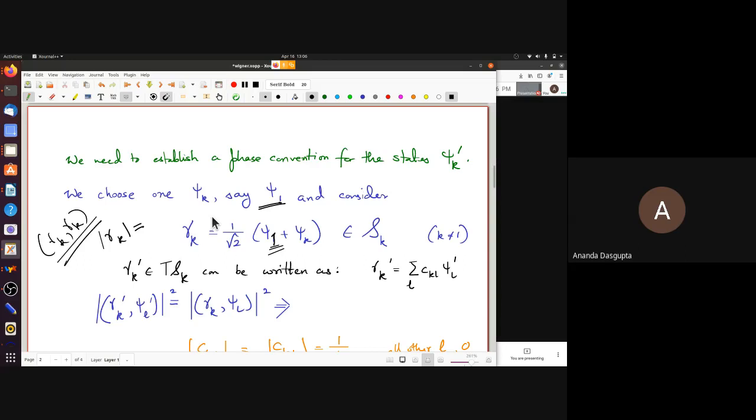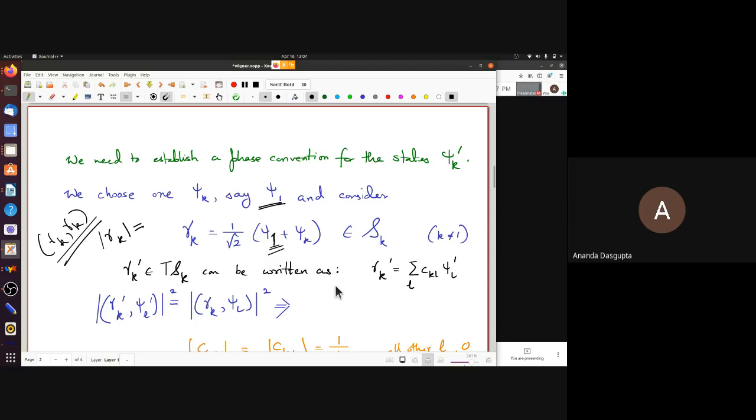Now, this gamma k will belong to some ray in your vector space, and under T, your transformation, this ray Sk will go to some other ray T Sk. So let us pick any vector gamma k prime from T Sk. Now, one thing I do know, gamma k prime is a vector in your Hilbert space, and because it's a vector in your Hilbert space, it can be expanded in terms of the vectors which are already there as a basis. So what is the basis that you have? You had the original psi k's, that they were a basis. But the psi k primes are also a basis. That's what we just established, right?